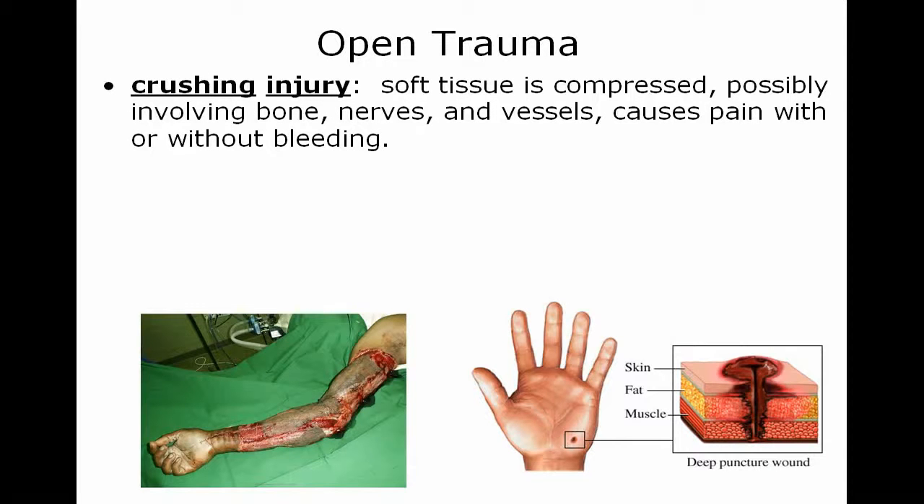Well, actually, crushing injuries. We'll talk about crushing injuries first. Soft tissue is compressed, possibly involving bone, nerves, and vessels, causing pain with or without bleeding. Some part of the body is compressed between two surfaces with great pressure there. Usually involves a hand or a foot or a finger, and usually involves some heavy machinery that part of the body has gotten hung up in.